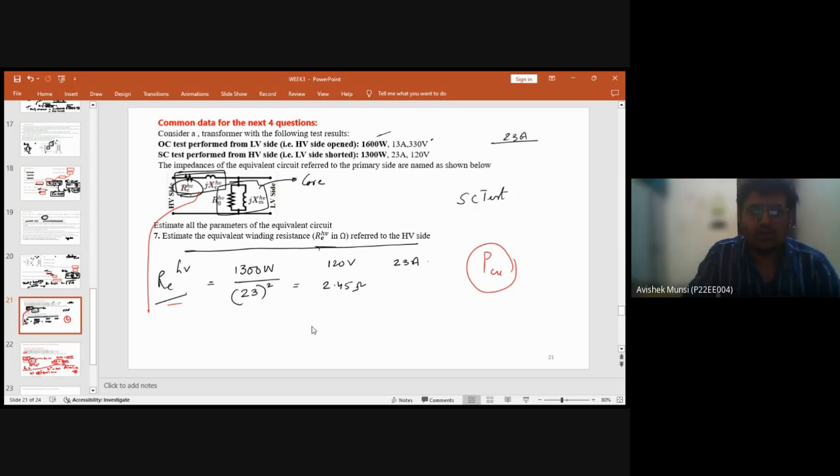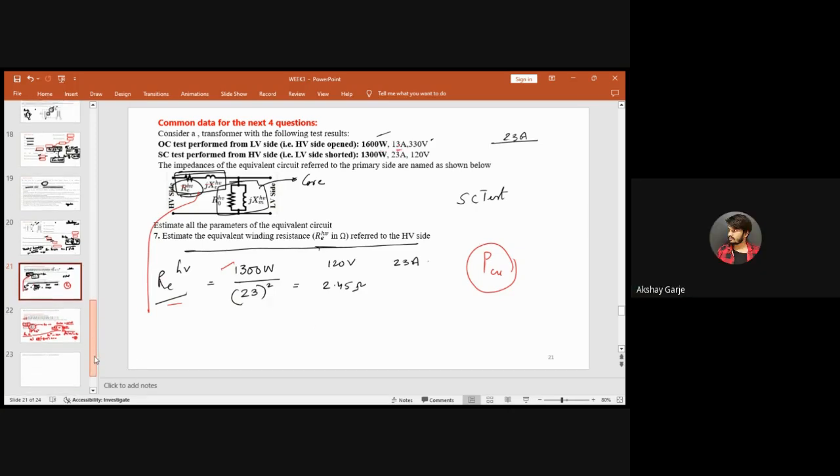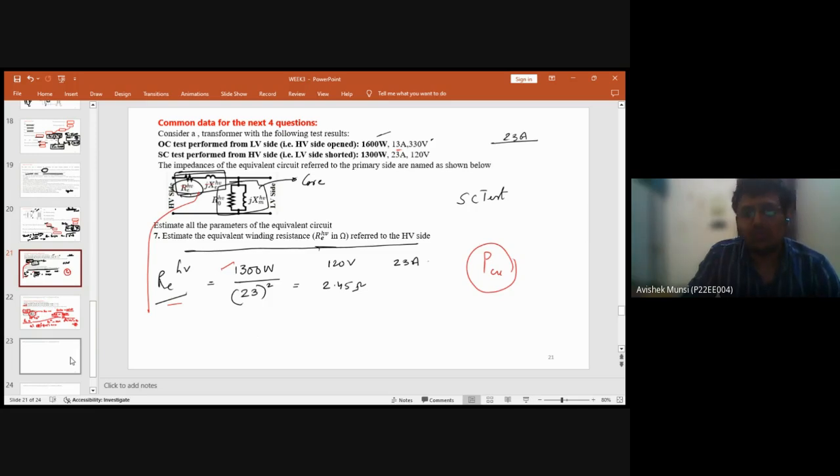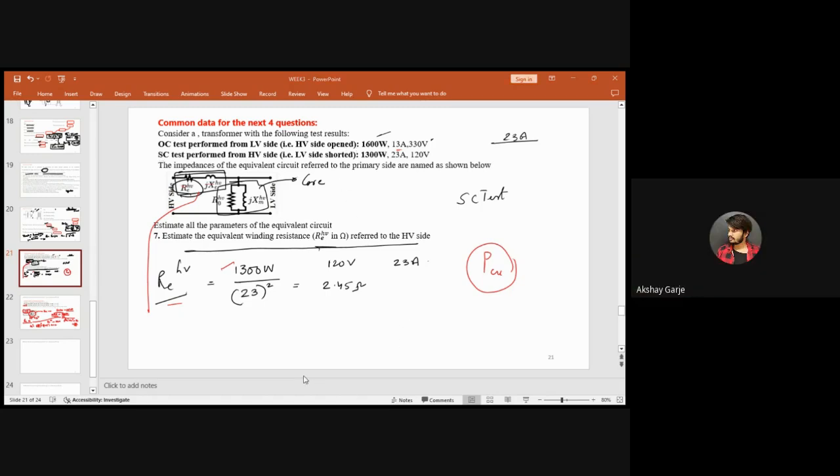Yeah. So if you are asked to calculate the copper loss from the short circuit, then it is also 1300. But if you are asked to calculate the actual copper loss at the full load, then you have to calculate through the HV current. Okay. Yes, sir. Basically, copper loss is the losses at full load. So that's why we have to go through the full load current. Otherwise, if you're asked to calculate what was the power loss you calculated from the short circuit, that will be 1300, right? Yes, sir.